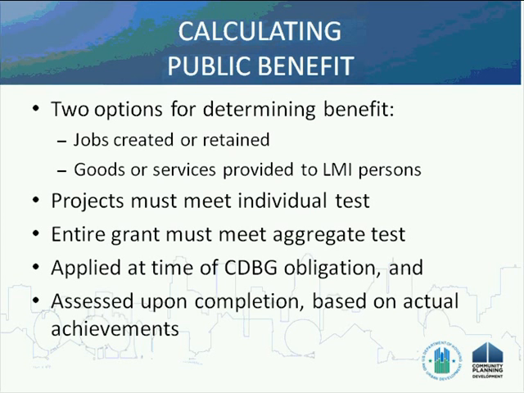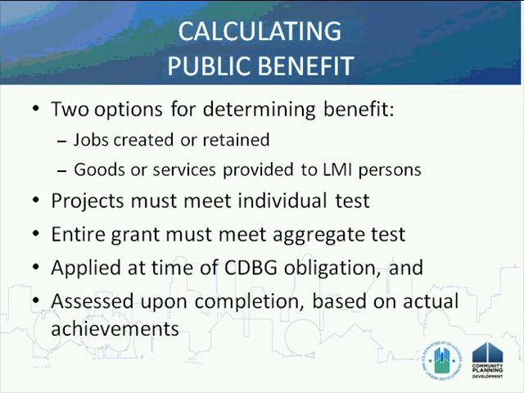Obviously, this approach is not appropriate for industrial types of activities which do not directly provide goods and services to their local area. As was the case with the first approach to the public benefit standards, this approach is not tied to the use of any one particular national objective. It logically goes with the low and moderate income area benefit national objective, but other national objectives are also possible.